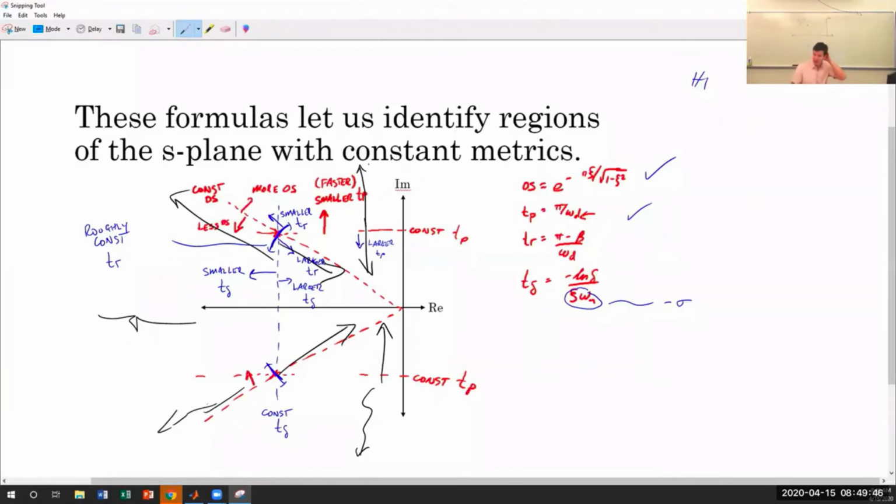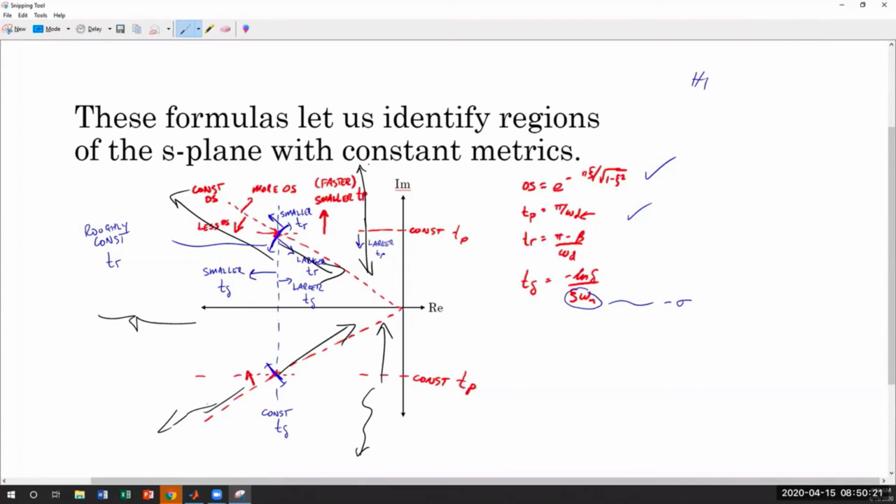Okay, so this is the major takeaway. If you don't remember anything else in this lecture, it's that poles that are further from the origin are faster. That's the takeaway from today. There's a lot more in the lecture today, but if you can remember nothing else, remember poles that are more distant from the origin correspond with faster time metrics. Questions on that?